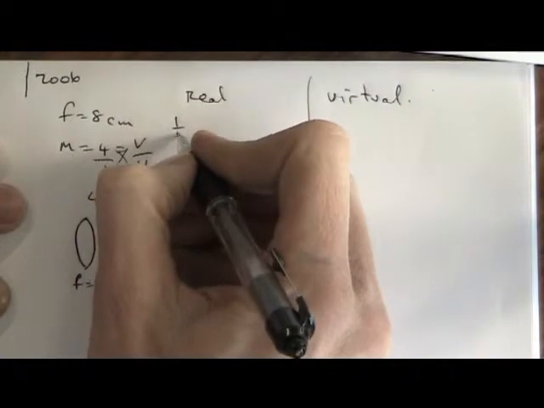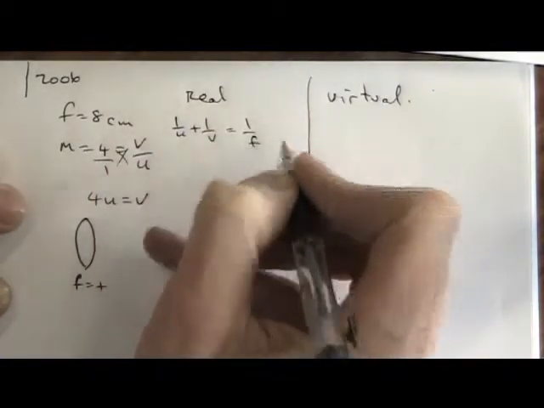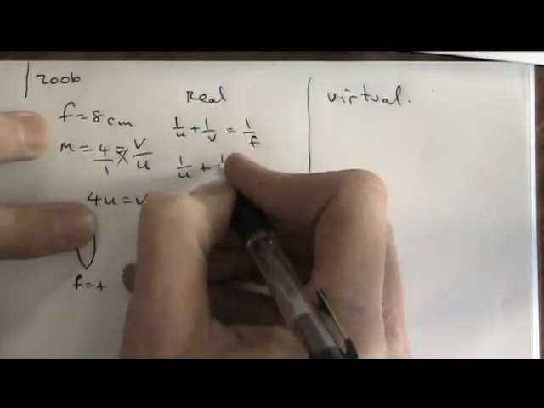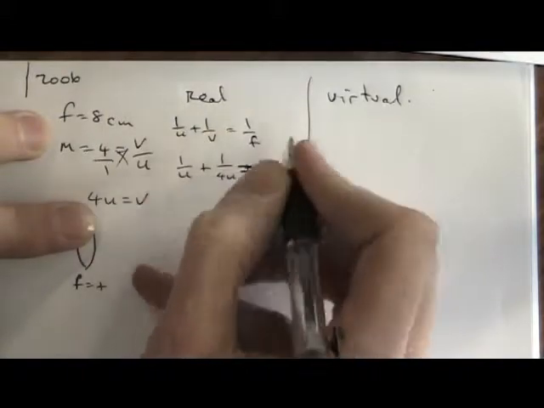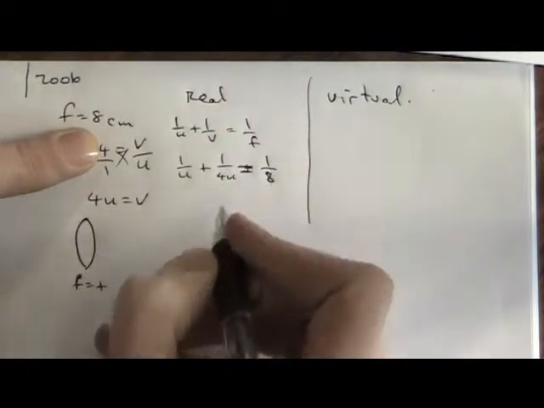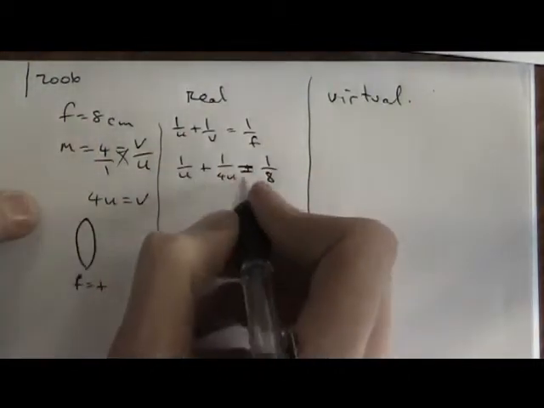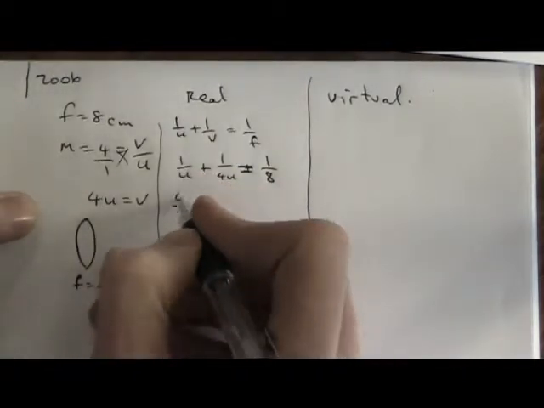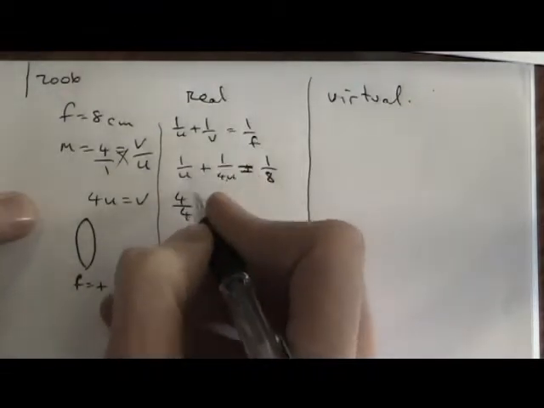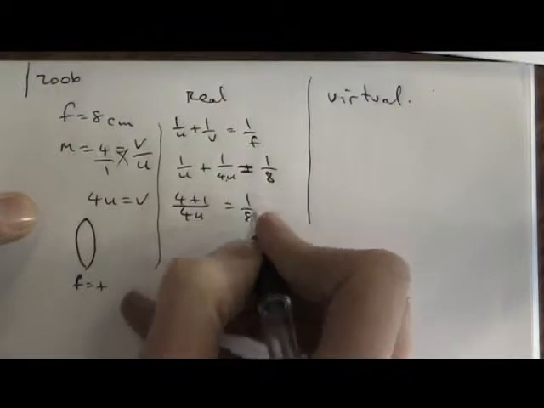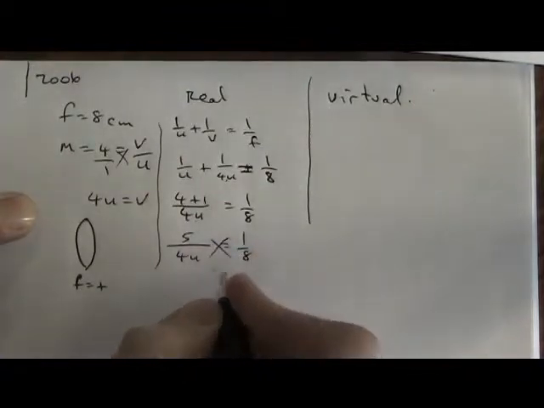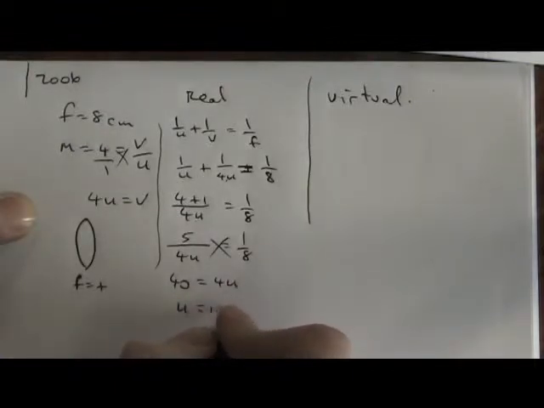So your formula then is 1 over U plus 1 over V equals 1 over F. Subbing in, you have 1 over U plus, so instead of V now you're going to have 4U. 1 over 4U is equal to, and instead of F you've got 8, 1 over 8. Adding these now, your common denominator there is 4U. U into 4U goes 4 times, 4 times 1 is 4. 4U into 4U goes once, 1 times 1 is 1. So 4 plus 1 is 5 over 4U equals 1 over 8. Cross multiply now. You get 5 times 8 is 40, equal to 4U. So divide by 4, U is equal to 10 centimeters.